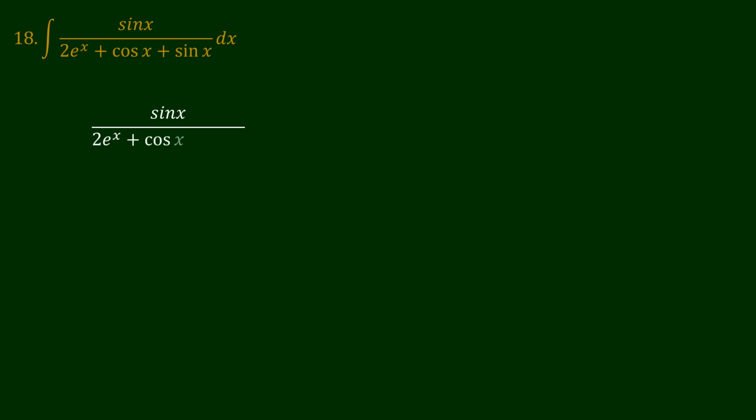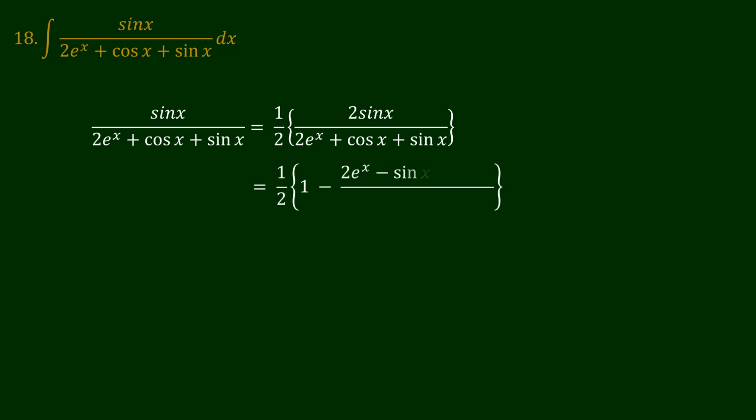Okay. Now, lastly, problem 18, the integral of sine x over 2e to the power x plus cosine x plus sine x. It can be expressed as a half of 2 sine x over 2e to the power x plus cosine x plus sine x. Now, whatever is in the bracket can also be expressed as 1 minus 2e to the power x minus sine x plus cosine x over 2e to the power x plus cosine x plus sine x, right?